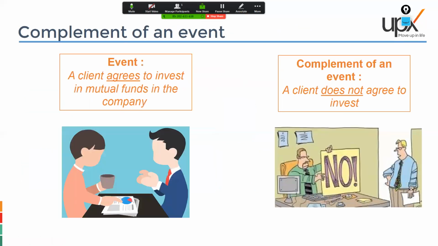So now let us look at some of the terminologies. I want you to be familiar with these terminologies. An event is nothing but an occurrence, right? Look at this example: a client agrees to invest in mutual funds in the company. This is an event. The complement of this event is that the client does not agree to invest. So the complement of an event is the non-occurrence of the event, the absence of the earlier event.